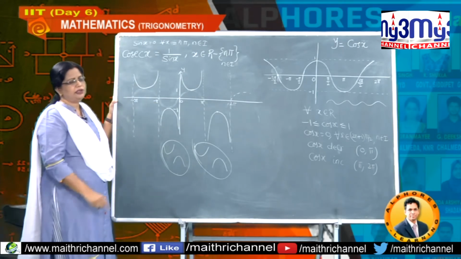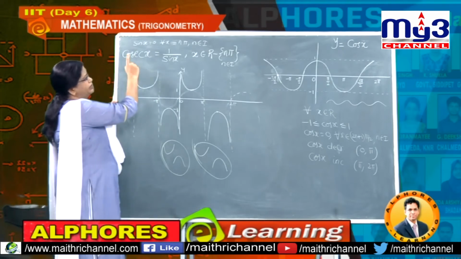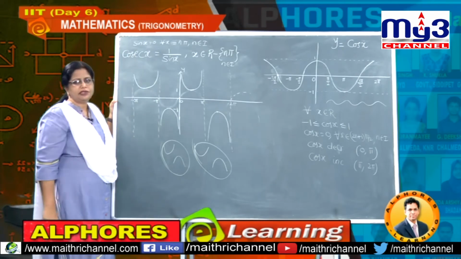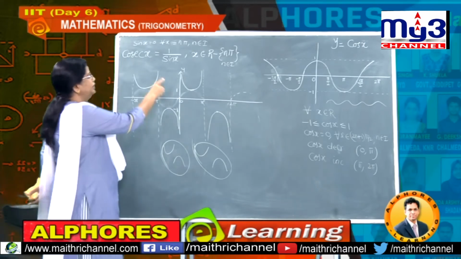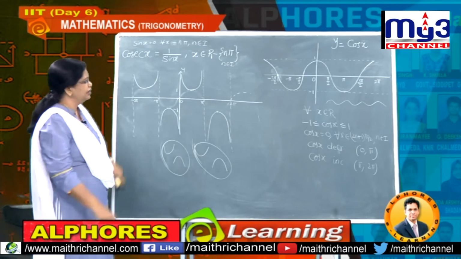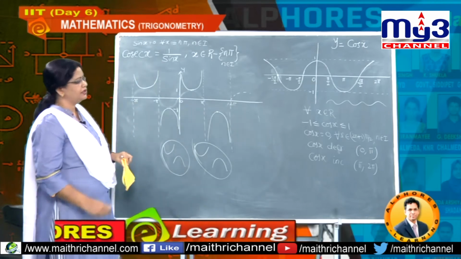Period of the function. So what is the period of the cosecant graph here? Cosecant function, the period is nothing but how much? It is 2 pi. Okay students, so the period of the cosecant function is 2 pi.